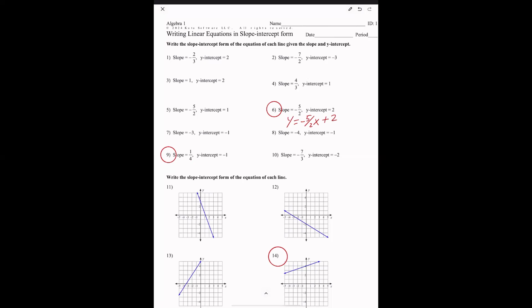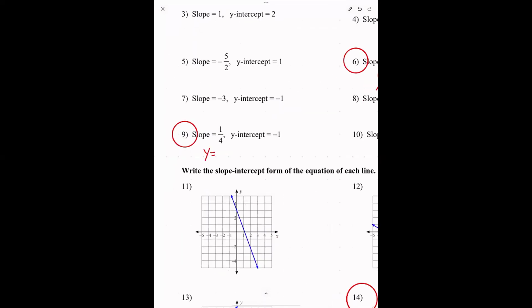Next one, the slope is 1/4. So 1/4 x. The y-intercept is -1. So that's the equation. Boom, done.